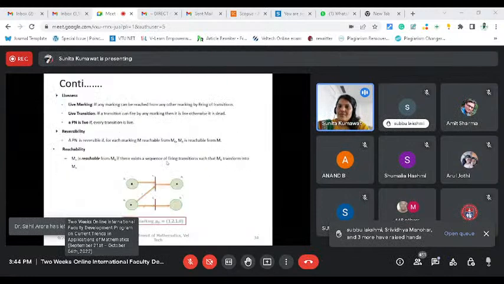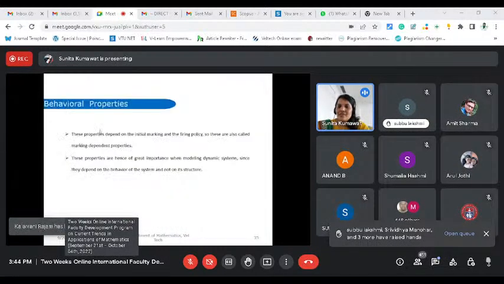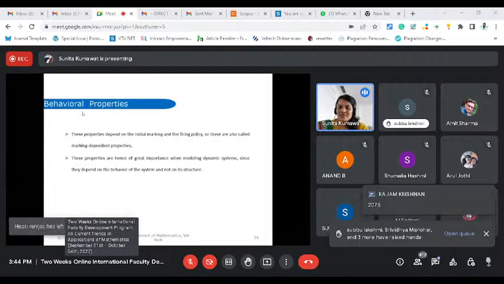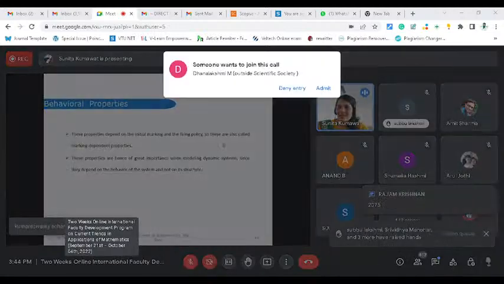So behavioral properties, what are the behavioral properties? These properties depend on the initial marking. Unlike the structural properties, they are not initial marking invariant, where only the structure matters. But here the properties depend on the initial marking and the firing policy, that is, how it is firing. So the firing procedure is also involved and the initial marking also matters.